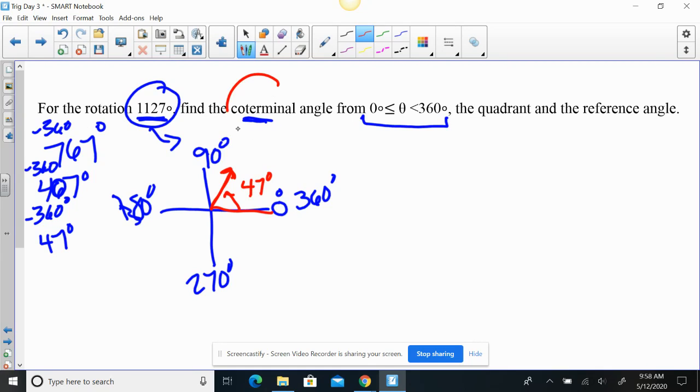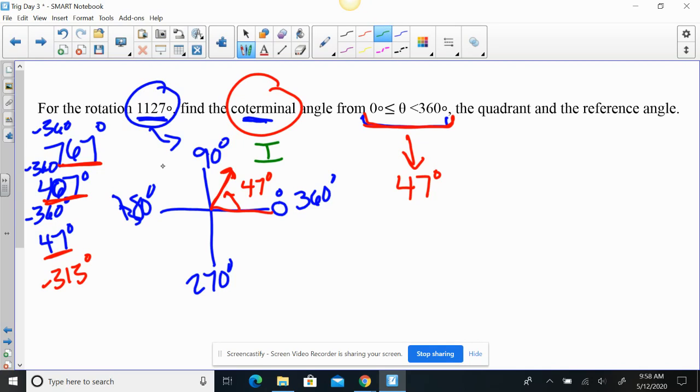So if I needed coterminal angles, 767 is a coterminal angle, 407 is a coterminal angle, 47 is a coterminal angle. I could subtract another, and I could get negative 313 is another coterminal. They're asking us for the coterminal that's between 0 and 360. So the coterminal that's between 0 and 360 is 47 degrees. What quadrant is this in? Well, this is quadrant 1, 2, 3, 4. So this is quadrant 1.